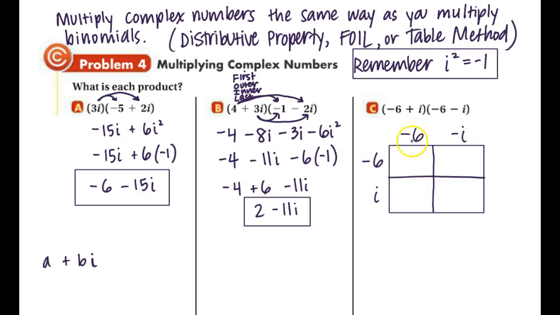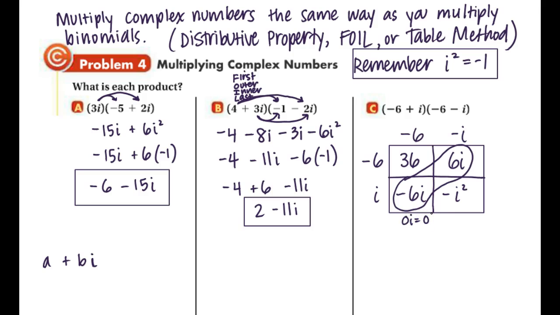So -6 times -6 is positive 36. -6 times -i is positive 6i. -6 times positive i is -6i. And i times -i is -i squared. Just like in the FOIL process, we combine like terms, and we have the like terms on the diagonal. 6i plus a -6i is just 0i. So essentially we just have 0 there.